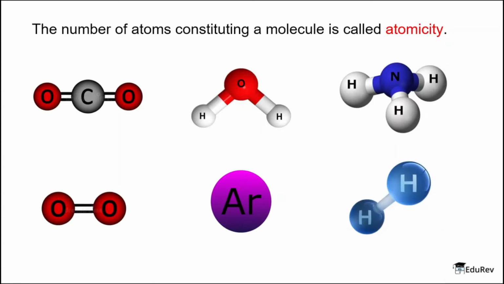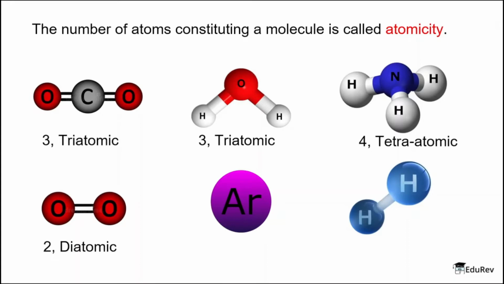In the first case, in case of carbon dioxide, we have three atoms together. We have two atoms of oxygen and one atom of carbon combining together, and that is why its atomicity is 3 and it is called triatomic. Similarly, water has the atomicity of 3 again and it is again triatomic. Ammonia, on the other hand, has 4 atoms combining together, and that is why the atomicity here is 4 and it is tetraatomic.